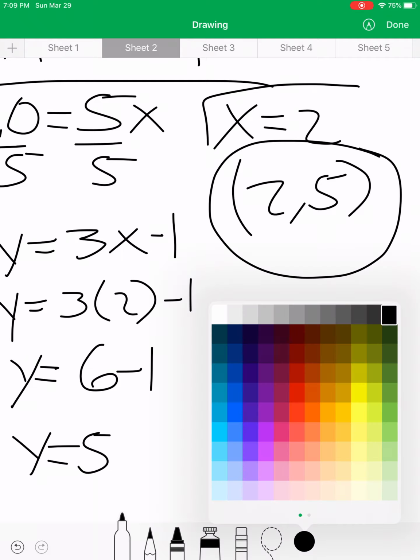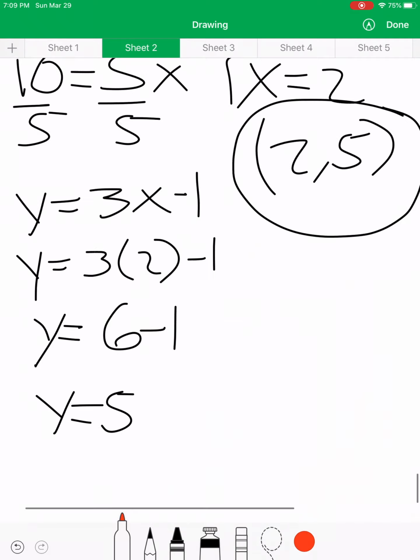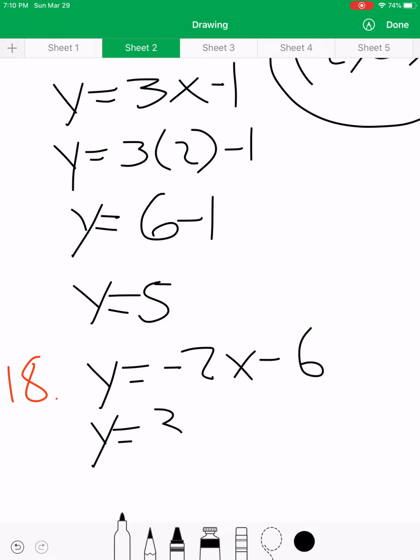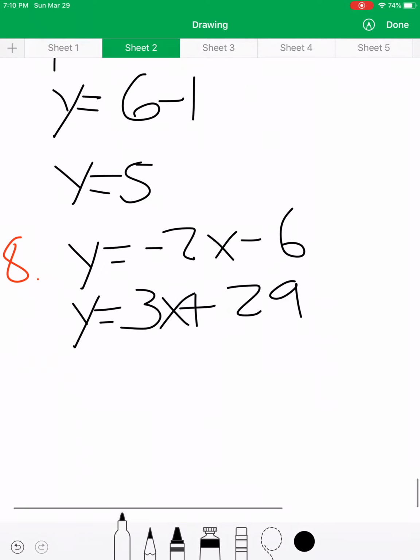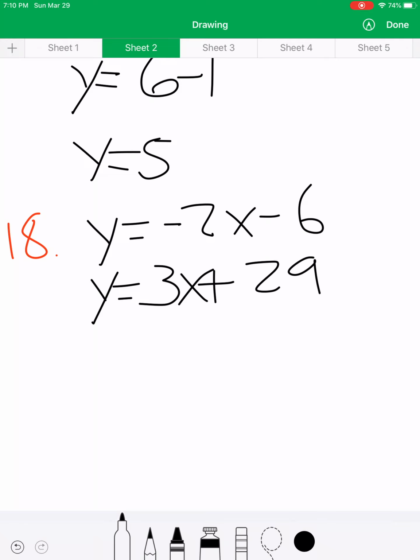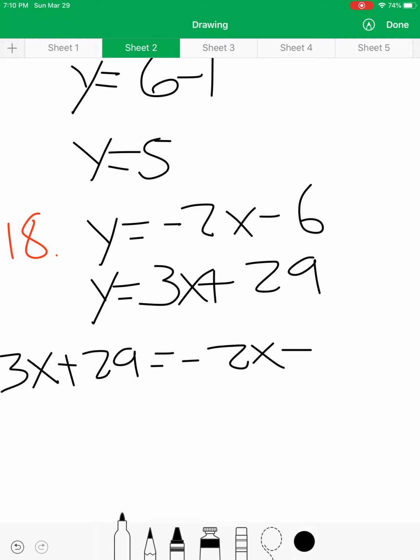All right, last problem now. I know it's flown by. Number 18. y equals negative 2x minus 6. y equals 3x plus 29. Okay. Same method as before. Substitute either equation in for your y variable. I'll rewrite mine as 3x plus 29 equals negative 2x minus 6.